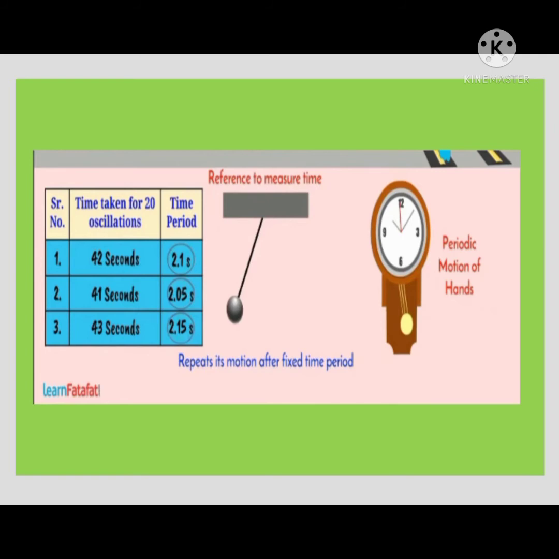In the second case, the time taken for 20 oscillations is 41 seconds. So how to find out the time period in this case? It is 41 by 20, which is equal to 2.05 seconds. Then again, in the third case, the time taken for 20 oscillations is 43 seconds. So now the time period is 2.15 seconds. So you can find out the time period of a simple pendulum using this method.